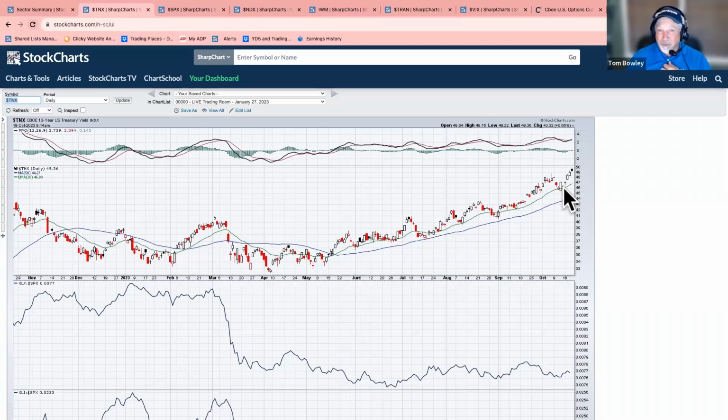For me, I would just simply be in cash as a short to intermediate term trader. Long term, I'm still feeling pretty bullish about the market going forward. So I wouldn't do anything different than I've been doing. I'd probably just be ignoring the market and doing my thing and seeing where we are down the road.